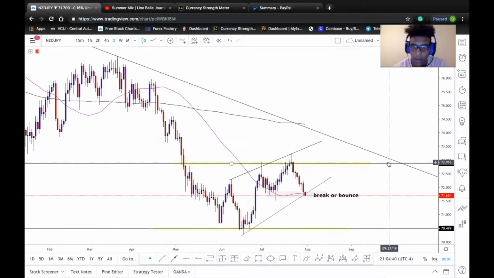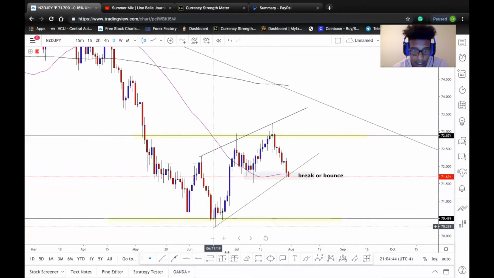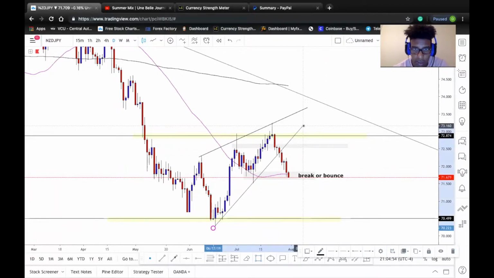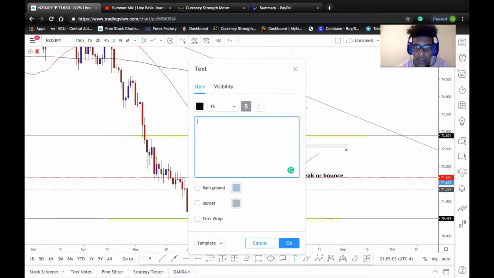NZDJPY breaker bounce situation. I was hoping price can come back, at least back up to here, so we can sell it. Okay, it did break our initial trend line, which was here. Okay, and now we have our second trend line here. All right, and if it breaks this, it'll be another added confirmation for us to get into the sell.